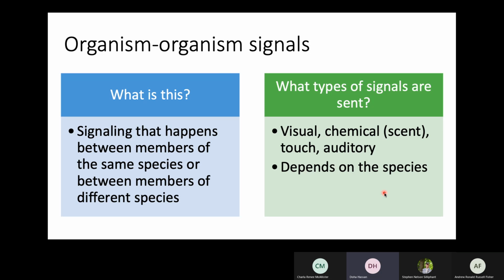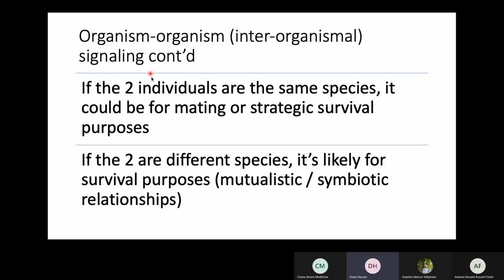Depending on the species, they can release certain pheromones, whereas others can't, or maybe they're not detected as well, whereas with another species, the pheromones are very, very important. So it all depends. If the two individuals are from the same species, the signals they're sending out could be for the purpose of mating or for planning a really strategic survival plan, right? But if the two individuals are from different species, then they're probably sending signals for the purpose of survival.